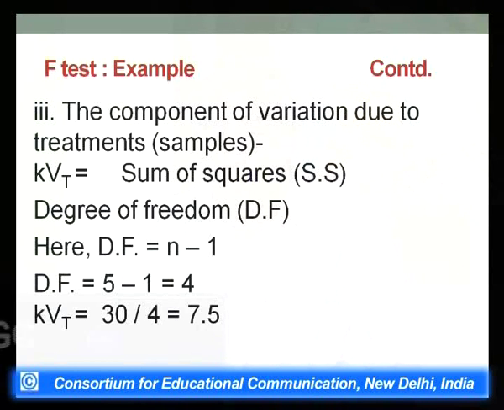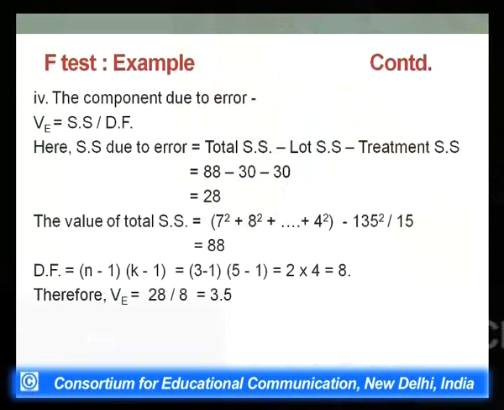Now we come to the component of variation due to treatments, that is the sample. The sum of squares and degrees of freedom we have already worked out; degree of freedom n minus 1 is 4, and the sum of squares of 30 divided by the degrees of freedom, that is 4, gives the value 7.5.